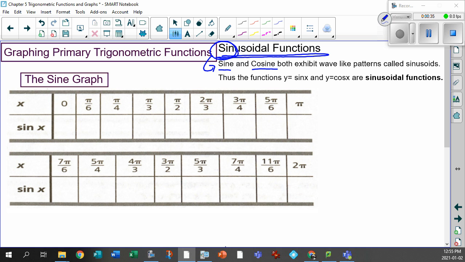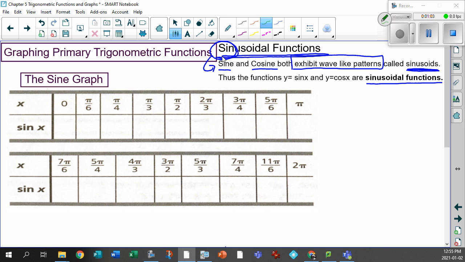Why? Because sinusoidal is short for something called sinusoids, meaning that they exhibit wave-like patterns. And both sine and cosine exhibit these wave-like patterns. Aha! Okay, so that's why we refer to them both as sinusoidal, because cosine and sine give these wonderful wave-like patterns. Ta-da! Okay, so you learned something.